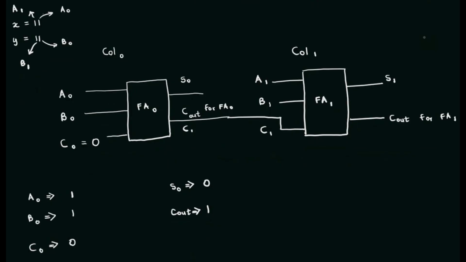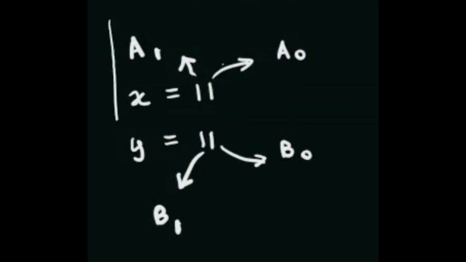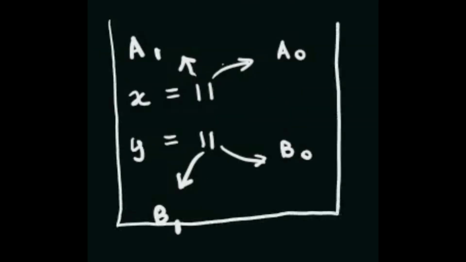And instead of calling this C out for FA1, can I call it C2? It makes sense because if I am using another full adder, FA2, C2 will be the C in. Since we are calling C0 the C in for FA0, C1 will be the C in for FA1, and C2 will be the C in for FA2 if I'm going to use one. But we don't need one because X and Y contain only 2 bits, so 2 full adders are enough.